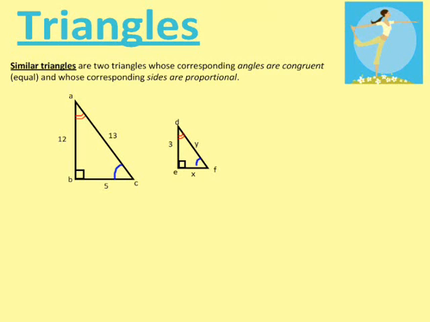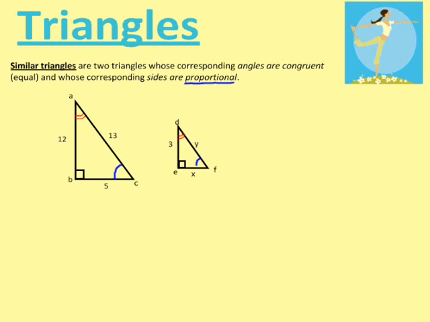This lesson is on triangles. We're going to talk about similar triangles, and we're also going to talk about the Pythagorean theorem with right triangles. Similar triangles are two triangles whose corresponding angles are congruent, which is equal, and whose corresponding sides are proportional.